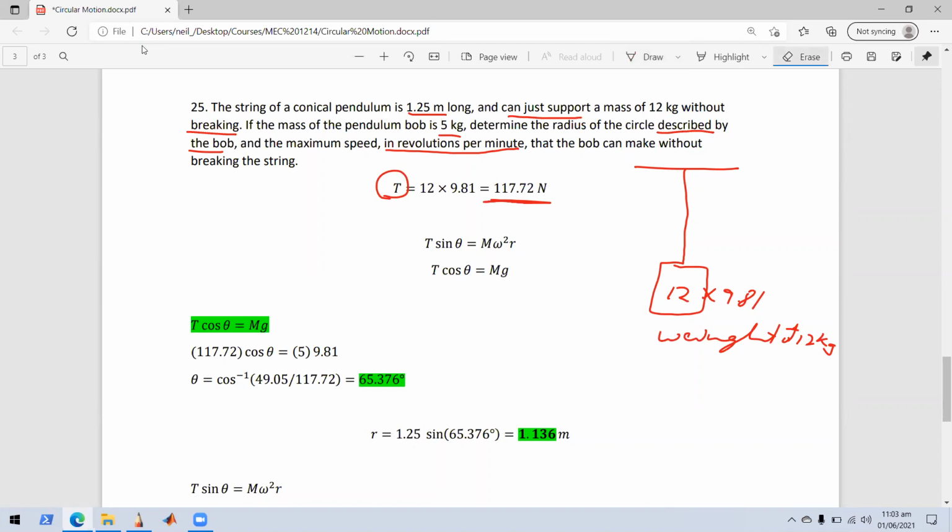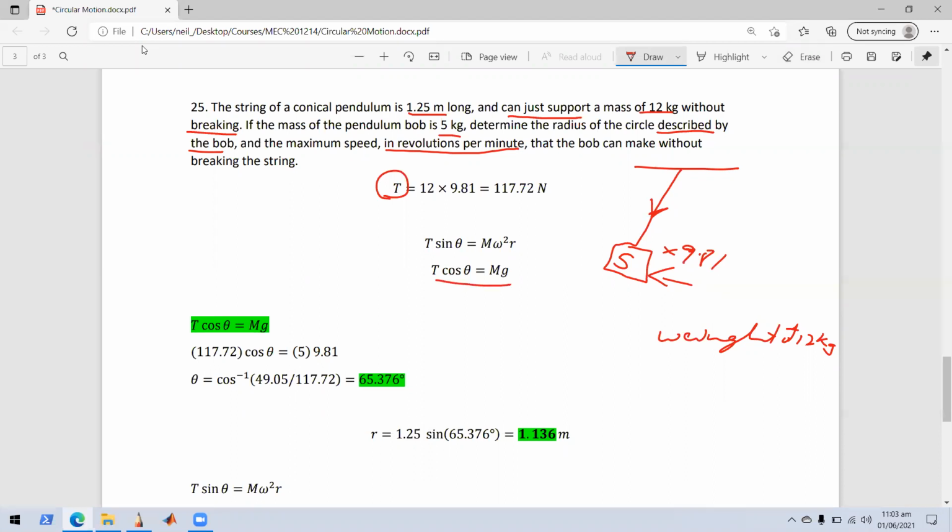Now, remember, this is a conical pendulum, and this thing isn't just standing still. It's rotating. And the mass isn't exactly 12 kg, it's 5 kg actually, and it's spinning. But because there's some force causing it to spin around, that force increases the tension. It's not just 5 times 9.81, there's more to it. There's a horizontal component and a vertical component. This here is 5 times 9.81, but it's also this force affecting it as well, pulling this thing out.